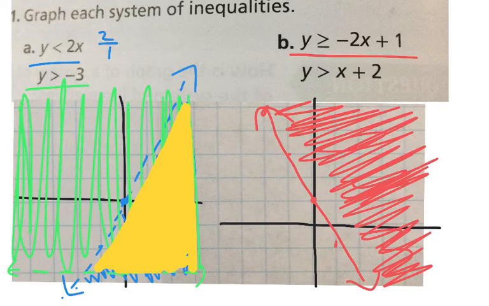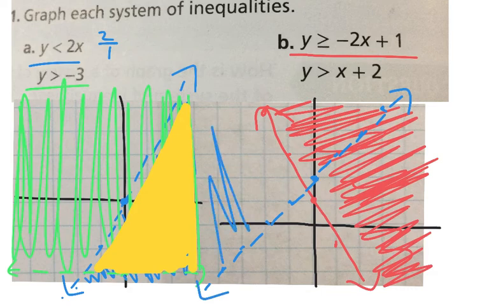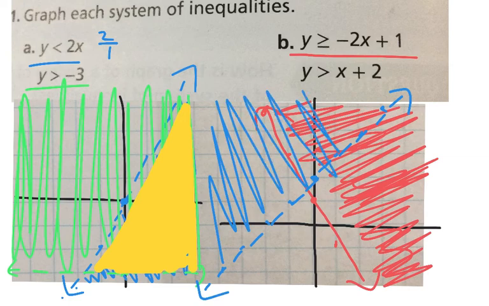The second one, y must be greater than x plus 2. The slope is 1. Up 1, right 1, up 1, right 1, down 1, left 1, down left, down left. This one should be a dashed line. And we're looking for y's greater than the line, so it'd be shading above this line. And so my solution, the point where the lines intersect, would be right here.